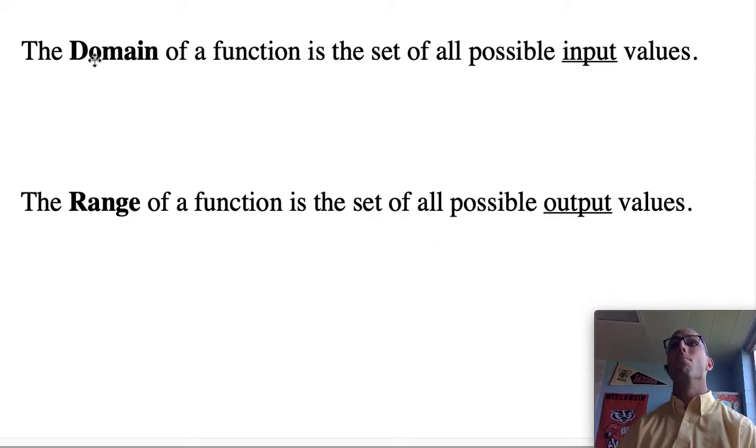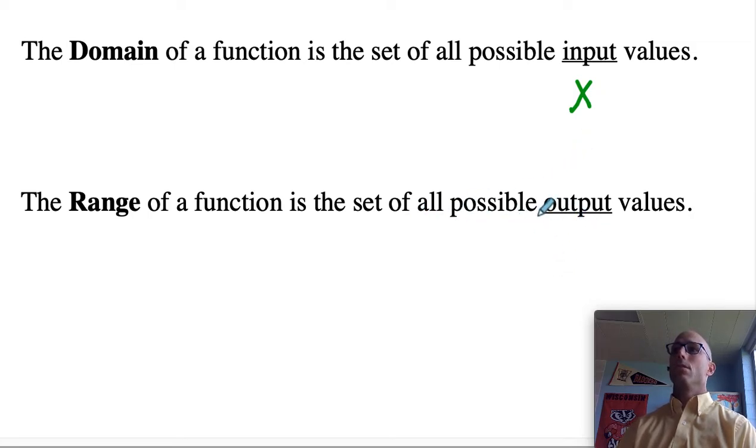The domain of a function is the set of all possible input values. Remember, when we talk about input values in general, those are our x values in our functions. And we would see those values on the x-axis if we were looking at a graph.